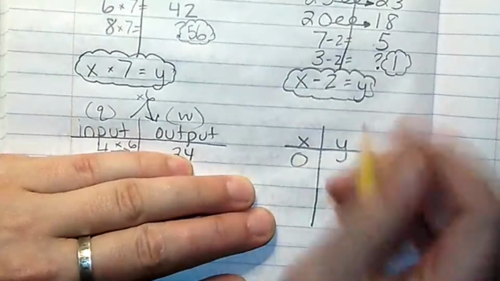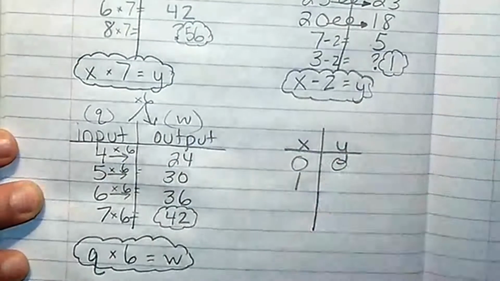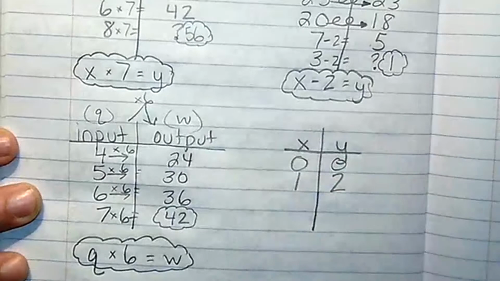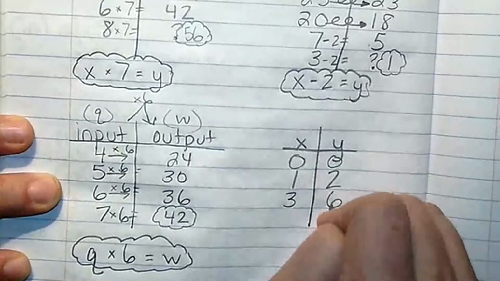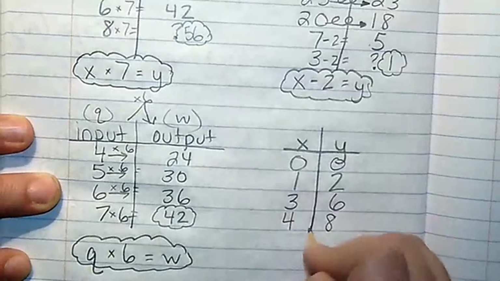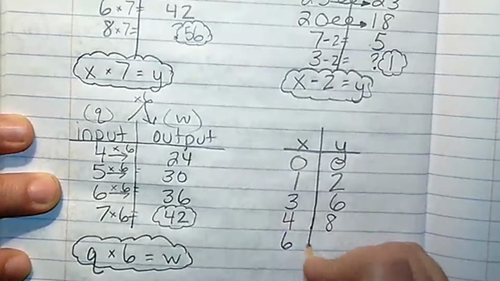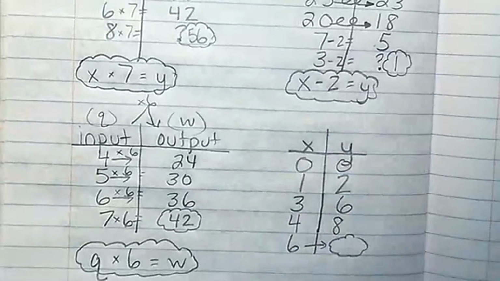0 goes in, 0 came out. 1 went in, 2 came out. 3 went in, 6 came out. 4 went in and 8 came out. What happens if 6 goes in? What number should come out?